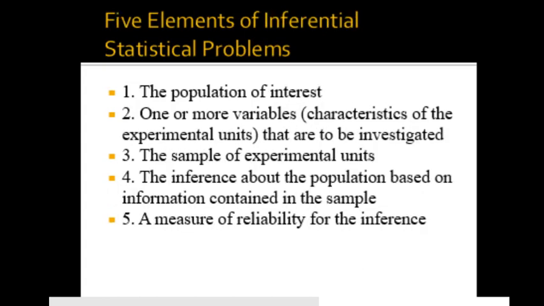For inferential statistics problems, the first step is to identify the population of interest, one or more variables that we are interested in. Then we pick a sample of the experimental units. Using information from the sample, we draw an inference about the population. And then the last element will be the measure of reliability for this inference.